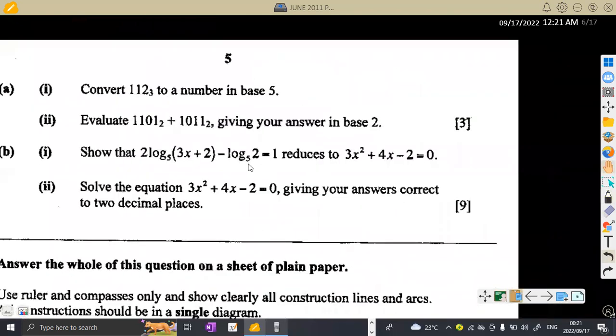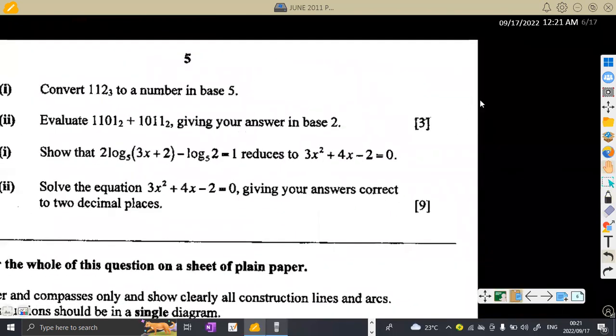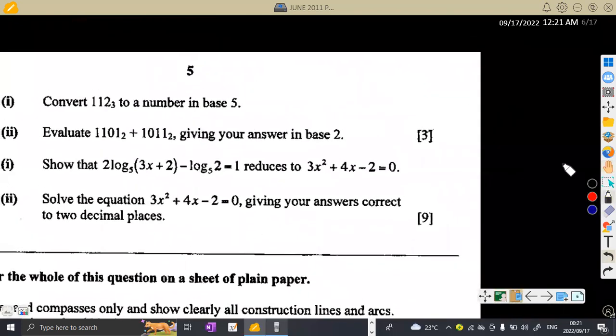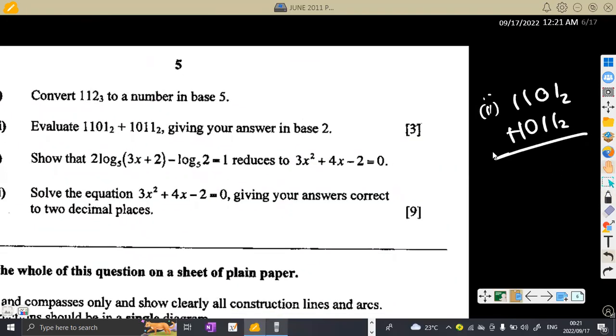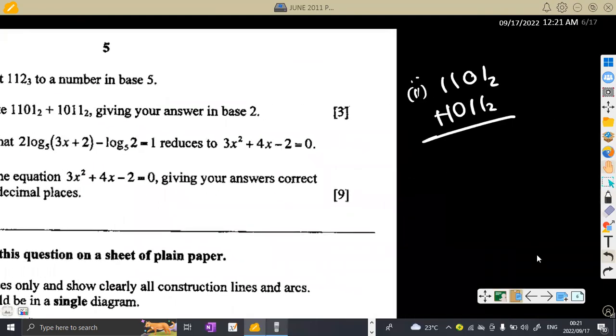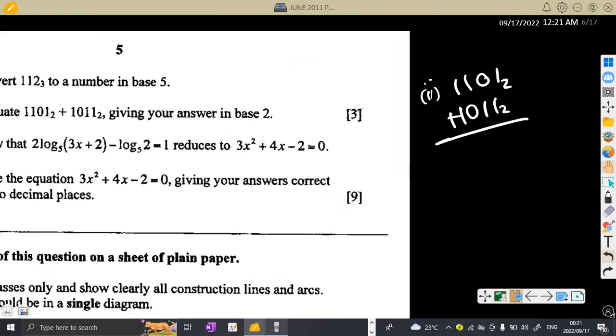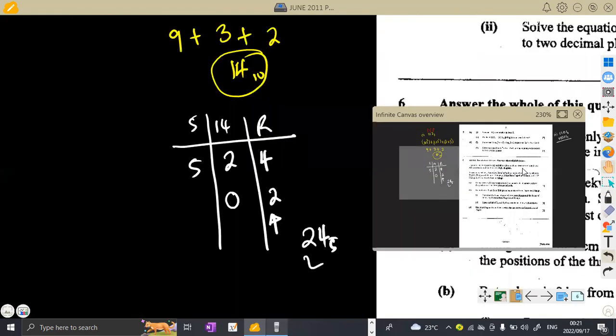Okay, evaluate the following, give your answer in base 2. So these ones, we can simply add them even here. Let us just add these ones here, guys. So it's 1101 base 2, plus 1011 base 2. Remember, when you're adding number bases, the number is not supposed to be equal to or greater than the base. So if we add 1 plus 1, that's 2, which is equal to the base. So what do we do? Divide by 2, noting the remainder. Okay, so that is what you're going to have in this case.